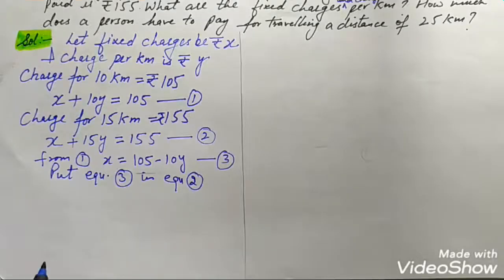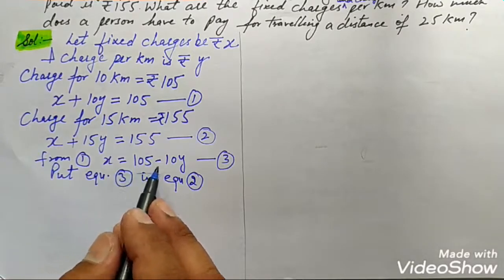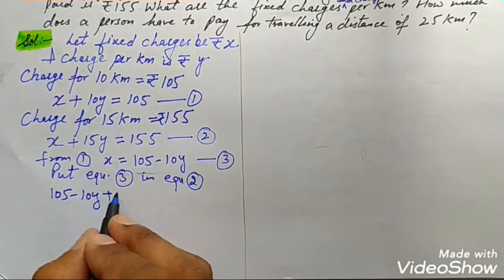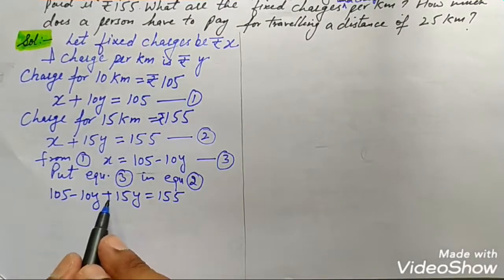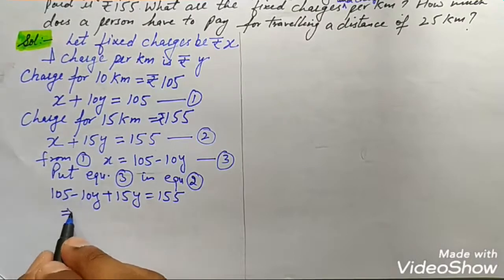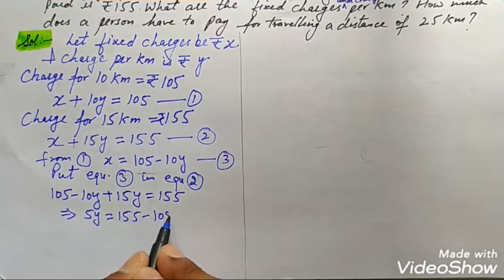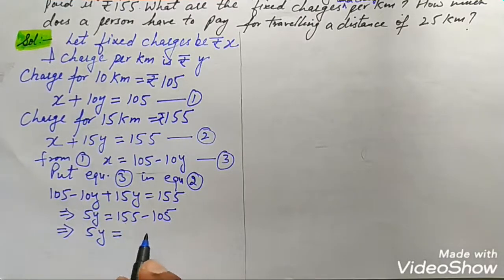So it becomes, in place of X, 105 minus 10y. So 105 minus 10y plus 15y is equal to 155. Here 15y minus 10y becomes 5y. Taking the constant term to the right-hand side, 5y is equal to 155 minus 105, which is 50. So y is 50 over 5, that is 10. It means the charge per kilometer is rupees 10.